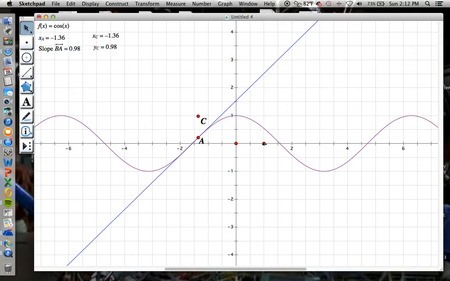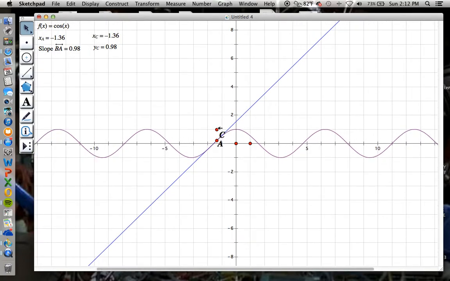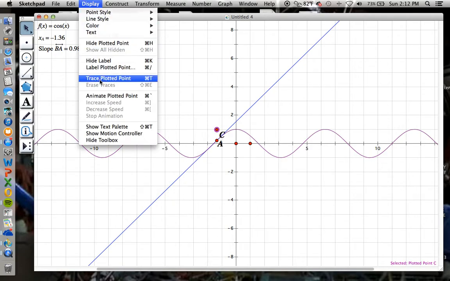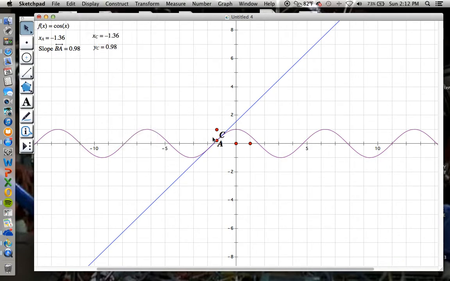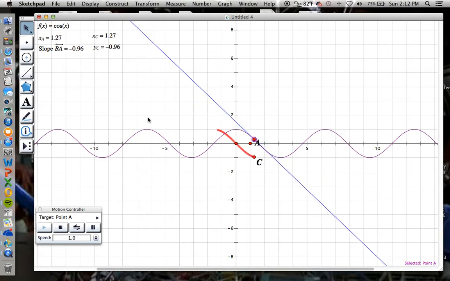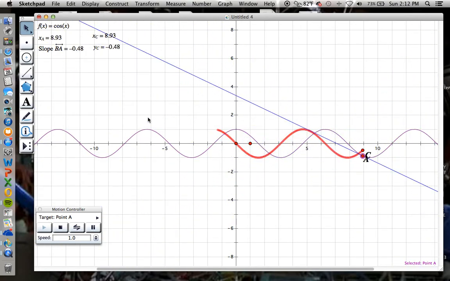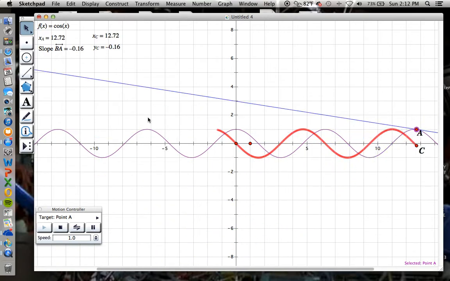Okay, now I'm going to zoom out here real quick, and I'm going to plot point C. I'm going to trace point C, and I'm going to animate my point and my line, and let's see what kind of graph we create for our derivative. And so you'll notice that it's another trig function that should look pretty familiar to you.